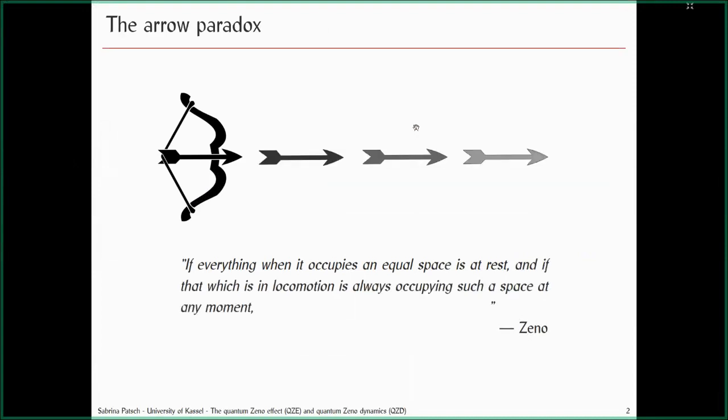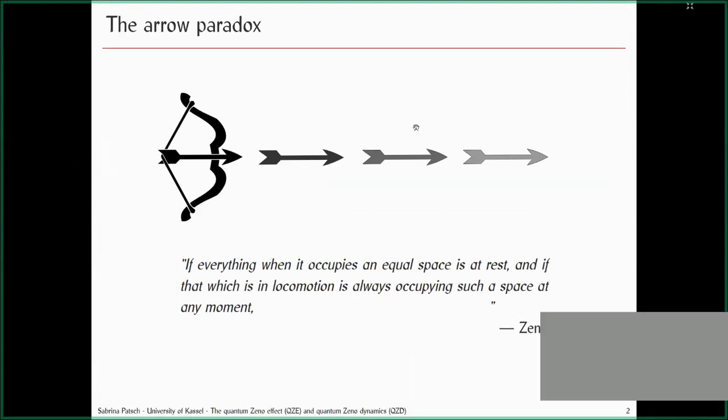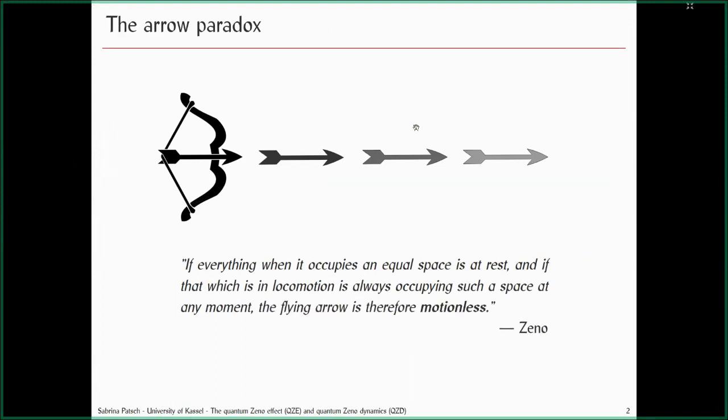The next step is, when you have an object in motion, then at each point of its motion it occupies this part of space. That means you can divide the trajectory of the object into different parts where it is at rest at every second. And that means that the flying arrow is therefore not moving at all.